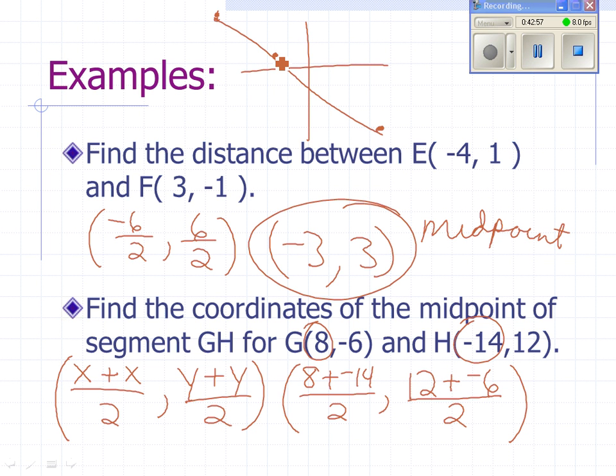So with midpoint, you're getting 2 separate coordinates, not 2 separate points, I should have said that. 2 separate coordinates, an x coordinate, a y coordinate. With distance formula, you're getting just one number.